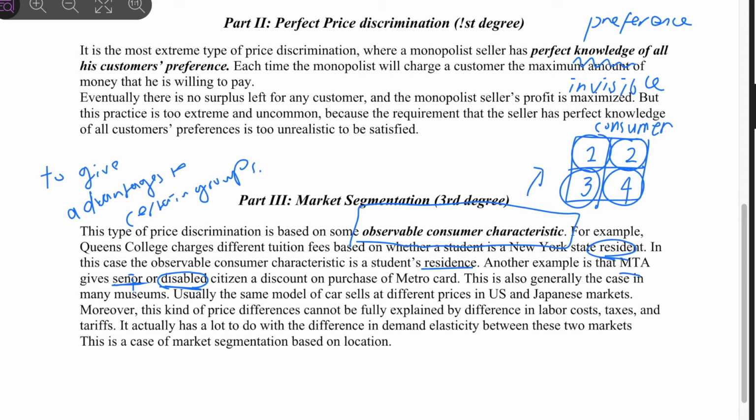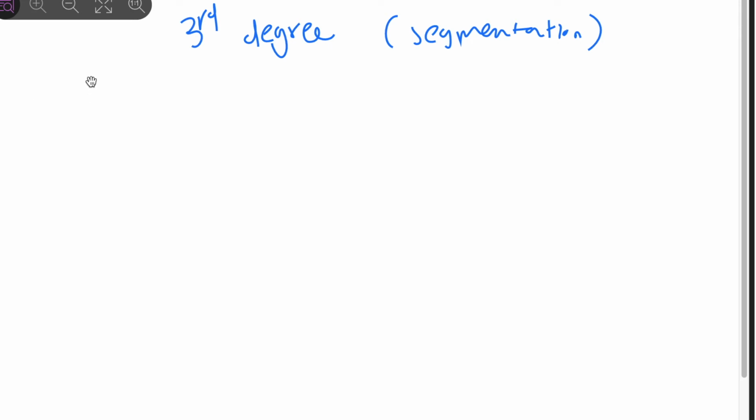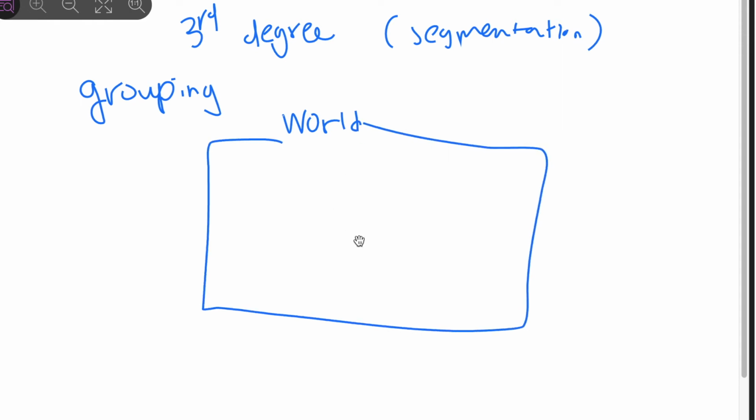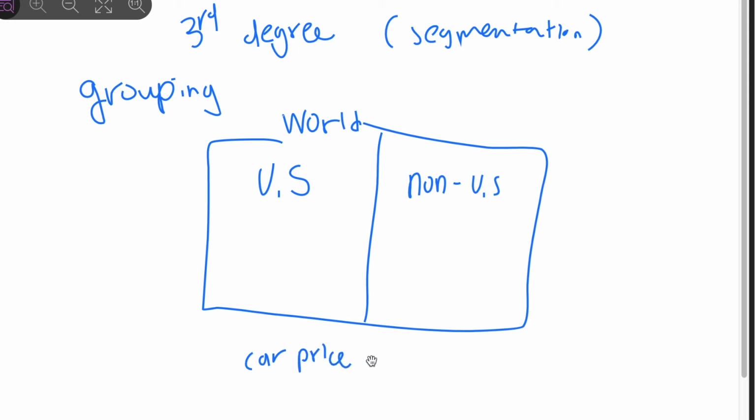So let's go back to the whiteboard and make it a little clearer. So how can we have the third degree segmentation? It's all about grouping, right? So in the world, broadly, if we consider the world as one square, we can have two groups. We can have the US market and we can have the non-US market, right? What do we see in discrimination? In the example, the car price is different, right? Usually the car price in the US is cheaper than in non-US countries, right?